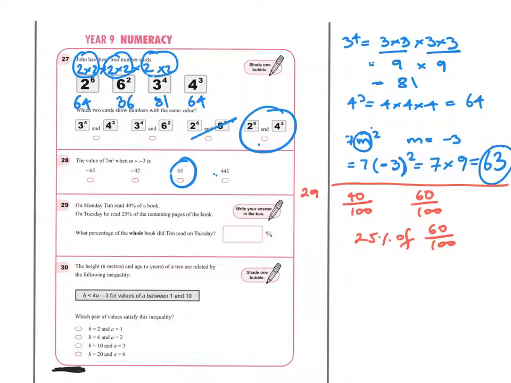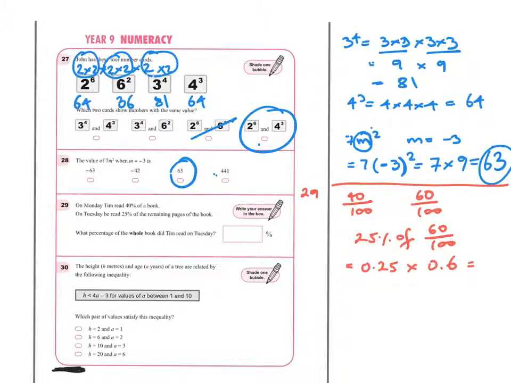So 25% is the same as 0. Oops, again this writing. I don't know what's going on with this pen. So 25% is 0.25. Of in maths is times. And then you can have this 60 out of 100, so you can just go 0.6. And then equal to.